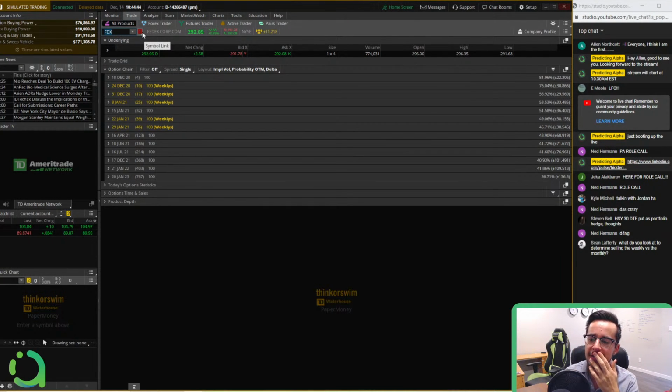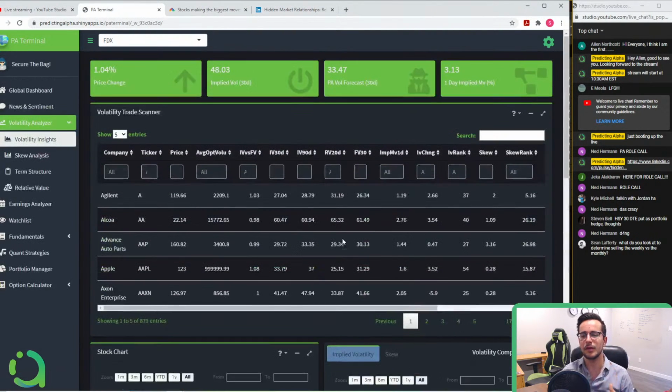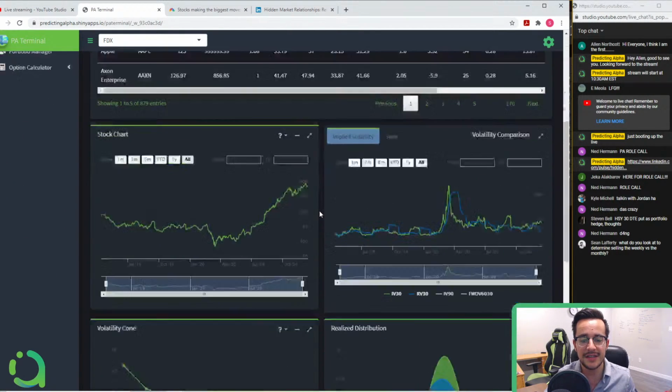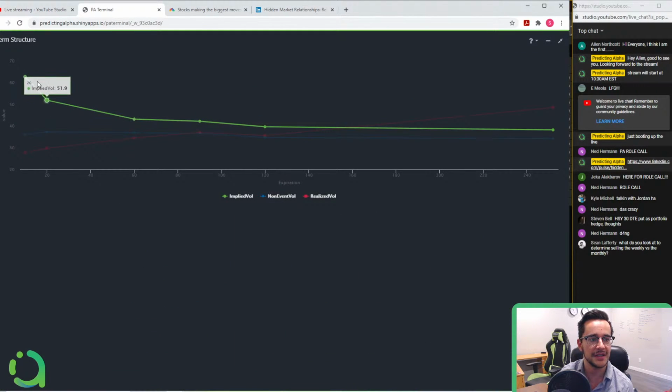Sean's asking, what do you look at to determine selling the weekly versus the monthly? So there's a couple of things that we take into consideration there. Number one is, where's the vol? The market's pricing in a ton of volatility right now. We can see this by looking at the term structure here. Near dated vol is 62% implied, and then it tapers off 6 months out to 40%. Between the 10 and 20 day, we're seeing a 10-point drop. This is the earnings event being priced in up here. So if I want more exposure to that earnings event, well, then I'll trade up here.